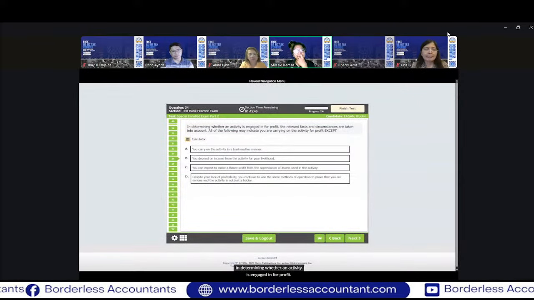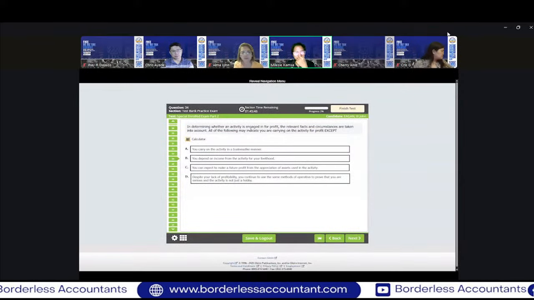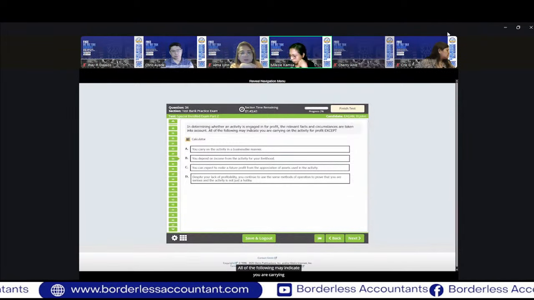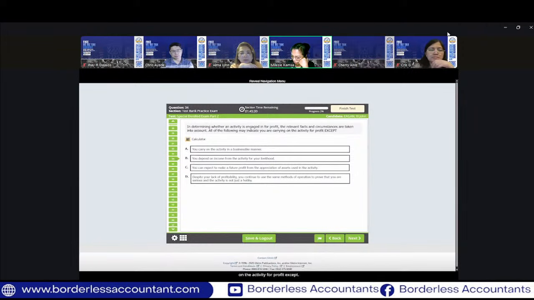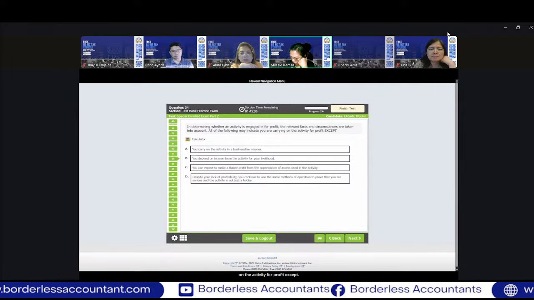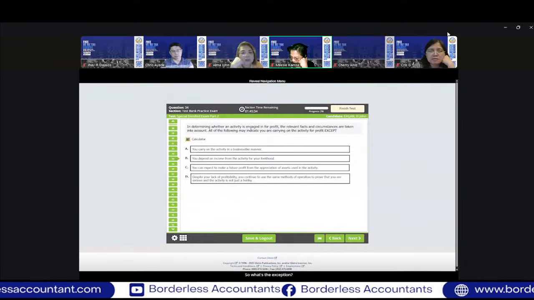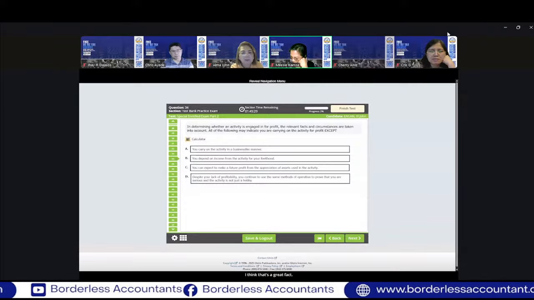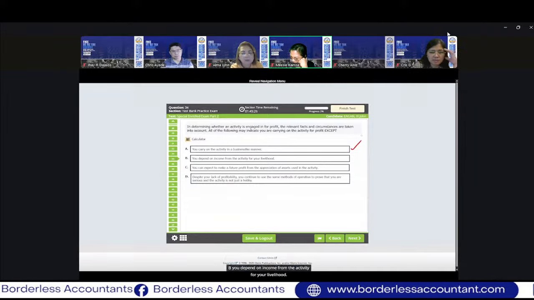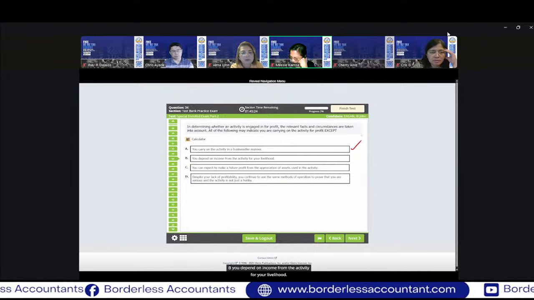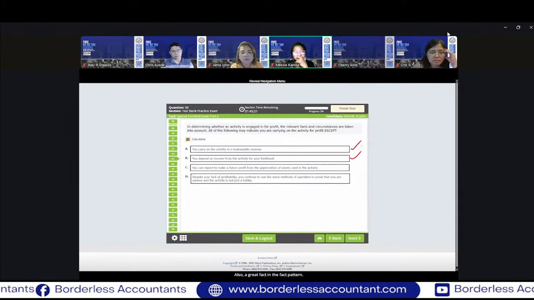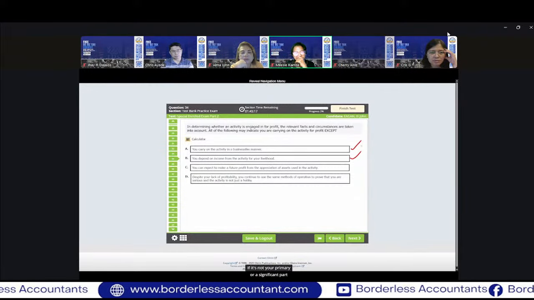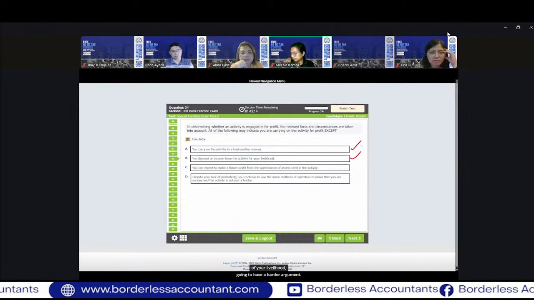In determining whether an activity is engaged in for profit, the relevant facts and circumstances are taken into account. All of the following may indicate you are carrying on the activity for profit, except, so what's the exception? A, you carry on the activity in a business-like manner. I think that's a great fact, so that one looks okay to me. B, you depend on income from the activity for your livelihood. Also a great fact in the fact pattern. If it's not your primary or a significant part of your livelihood, you're going to have a harder argument.